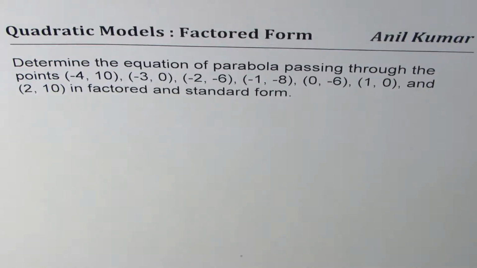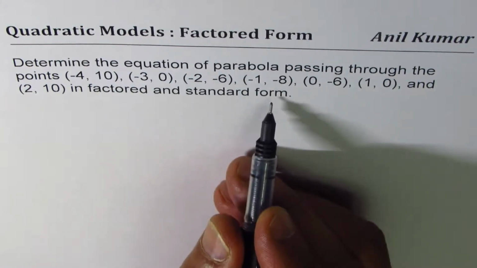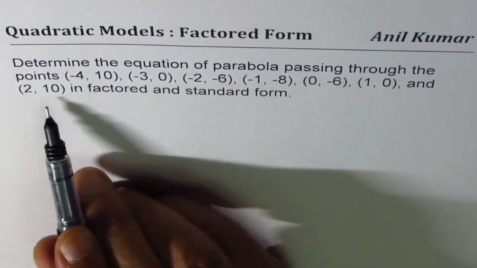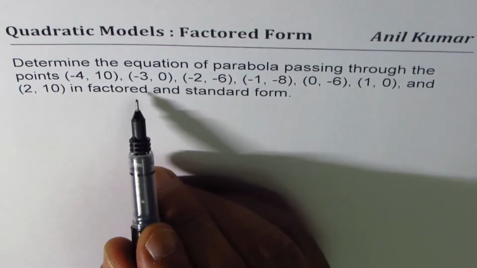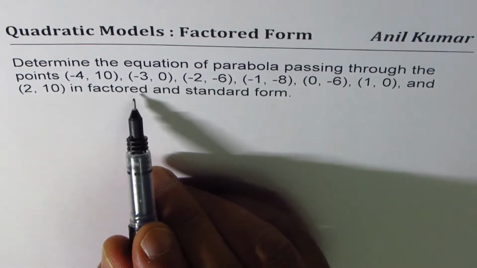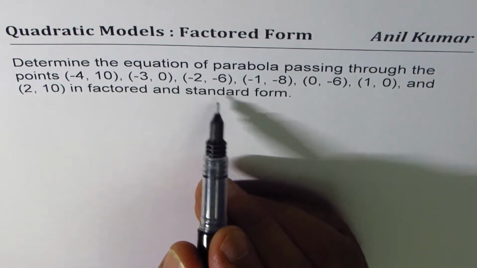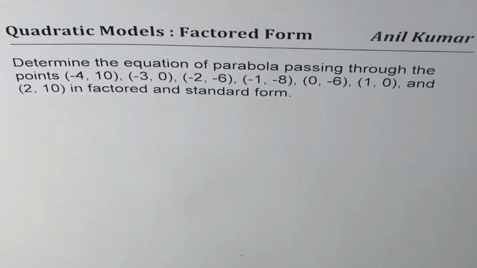The question here is, determine the equation of the parabola passing through the points (-4, 10), (-3, 0), (-2, -6), (-1, -8), (0, -6), (1, 0), and (2, 10) in factored and standard form, right? So from the given data, we have to write an equation in factored form and then expand, simplify, and rearrange the terms to write the same equation in standard form. That's the question for you. You can always pause the video, answer the question, and then look into my suggestions.